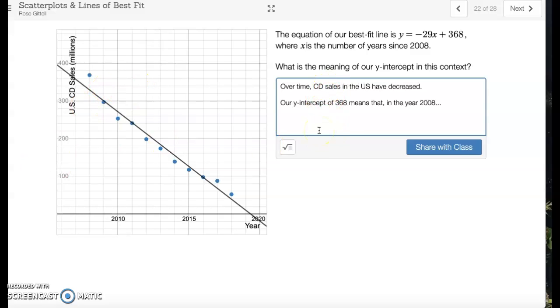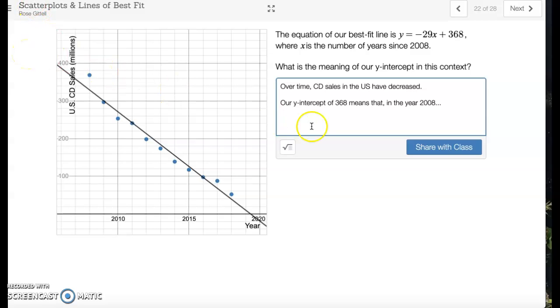Okay, so let's talk about this equation. This equation is for the line of best fit, which is this like straight gray line you see that is attempting to fit these scatter points on the graph. So it has a slope of -29, which shows the number of CDs sold decreases by 29 million each year. And it has the y-intercept of 368, which shows this value here. So I think this is the year 2008, and it shows that there are 368 million CDs sold in that beginning year. That initial value would be 368 million.